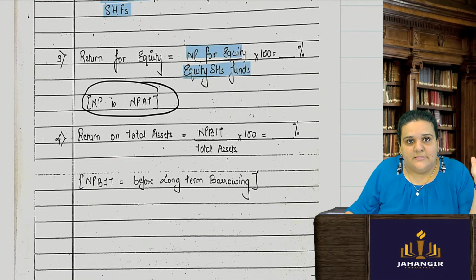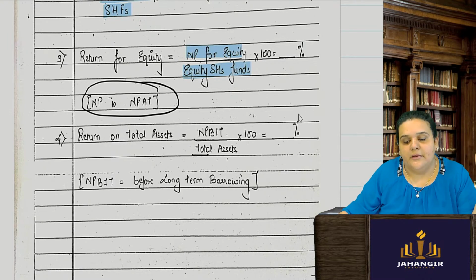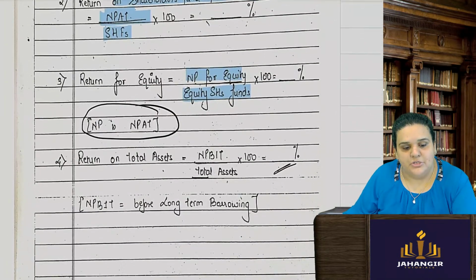Return on total assets. Again, I'm talking about return. I'm talking about capital ratios. Okay, so return on total assets is again nothing but NPBIT, net profit before interest and tax, upon total assets into 100 in the form of percentage. All these ratios, profit margin ratio and capital related ratios, were in form of percentage.